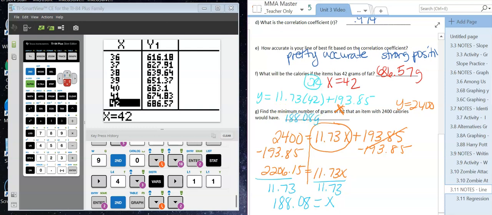Now, if you solved it by scrolling down the table, you would have found out that it was somewhere between 188 and 189, and I would have accepted that as an answer as well. Okay?